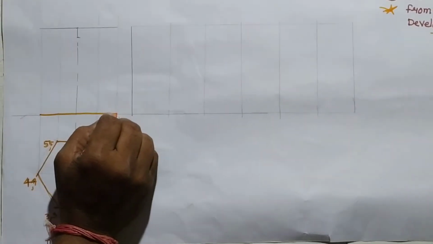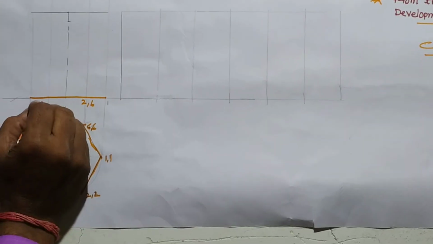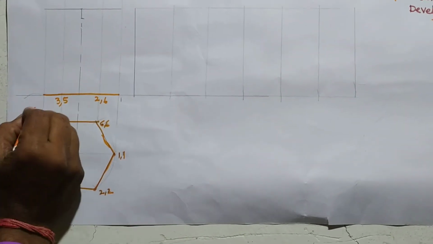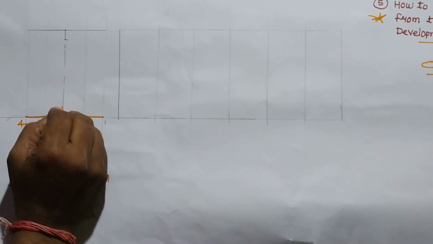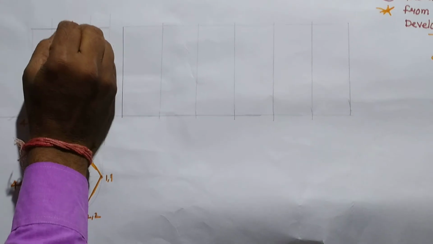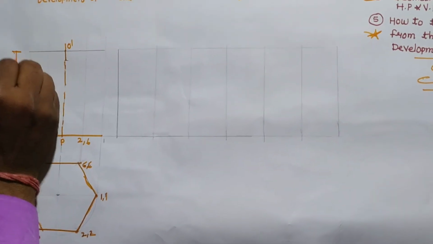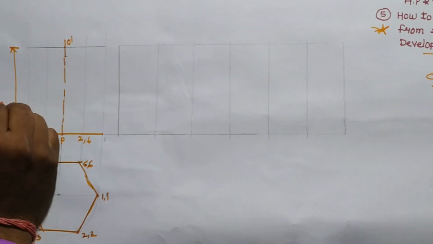This is the base 1, 2 and 6. This is the point 3 and 5. This is the point 4. This is the point P, base of the axis. This is the center line axis. That is OP, the length they have given, mentioned in the problem, that is 80 mm.